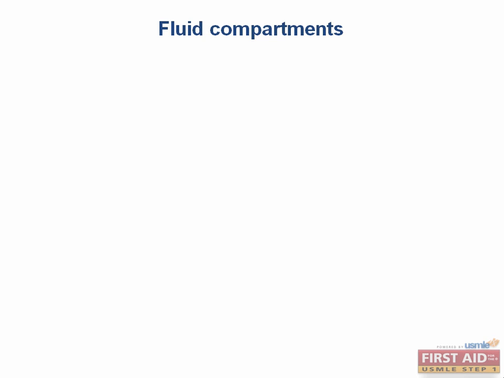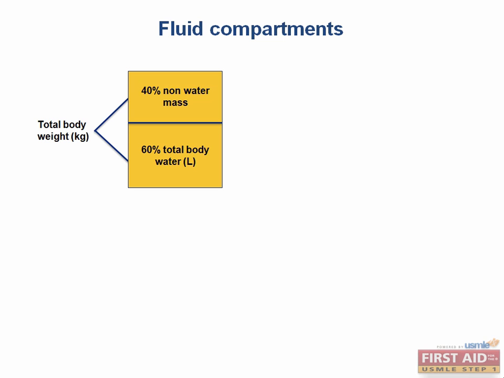Let's first start off with the big picture, looking at the body's fluid compartments. The entire body is made up of two things: non-water mass, which accounts for about 40% of the total body weight, and water, which accounts for about 60% of the total body weight. Recall that the body's total water is split into several compartments. An easy way to remember this ratio is the 60-40-20 rule. This rule describes how water is spread out throughout the body.